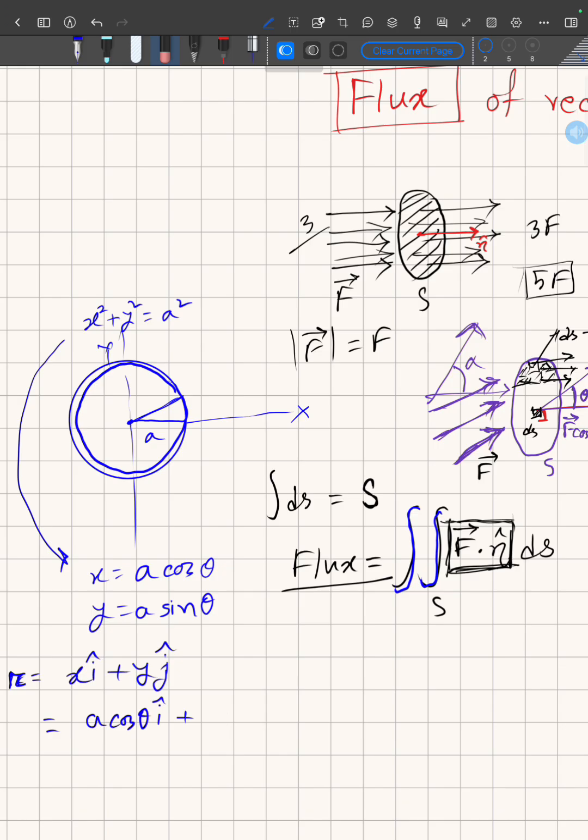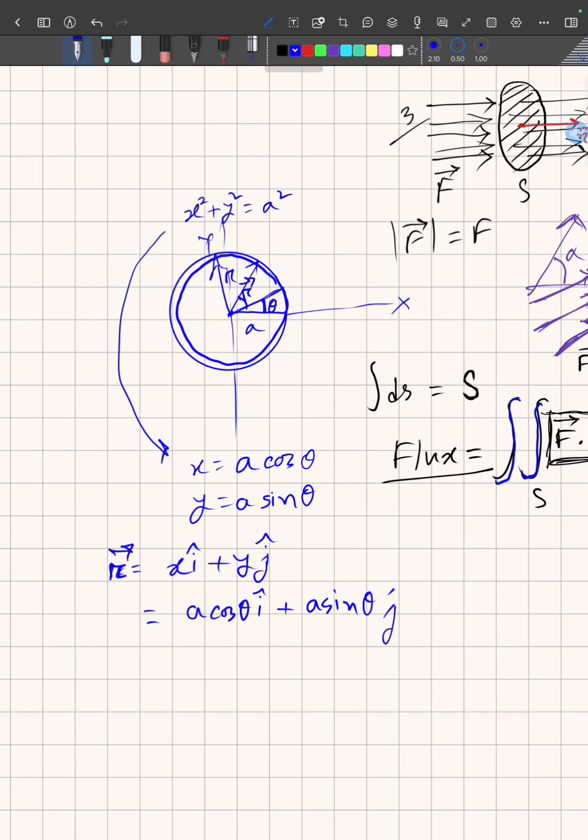if we consider this our r vector, then this angle with the x-axis is our theta. So as the r moves around and around, the theta increases. Thus the limit of the theta will be 0 to 2 pi. Right? This is our pi and this is our 2 pi to complete a circle.